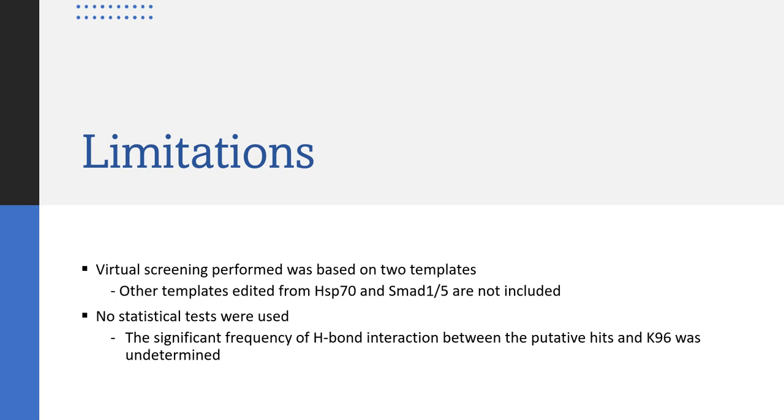Another limitation is that no statistical test was used to determine the frequency of hydrogen bond interaction between the hit and lysine 96 in the mouse CHIP or lysine 95 in the human CHIP. Therefore, further study is suggested to analyze if lysine 96 or lysine 95 is significantly involved in the hydrogen bond interaction with the hit.